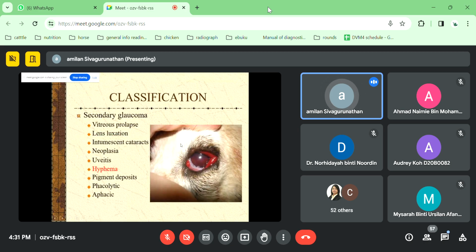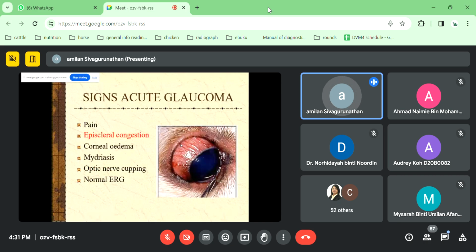So what are the signs other than the general appearance? We spoke about earlier when we did the conjunctiva, the superficial and deep blood vessels. So these vessels you see here are the deep conjunctival blood vessels. We call this episcleral congestion. Of course, there will be pain. Glaucoma patients always have pain and discomfort. There will be clouding of the cornea. The pupil is supposed to be dilated. The optic nerve will be destroyed or depressed.